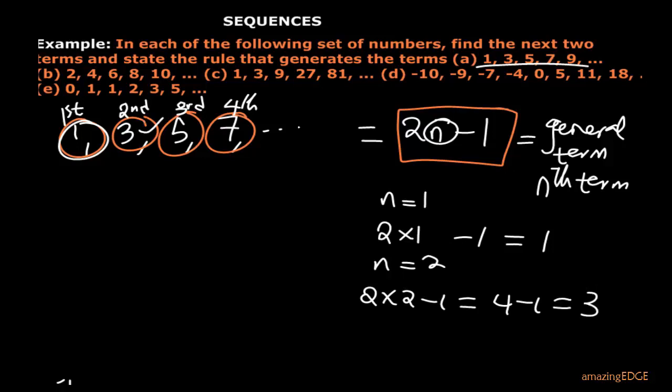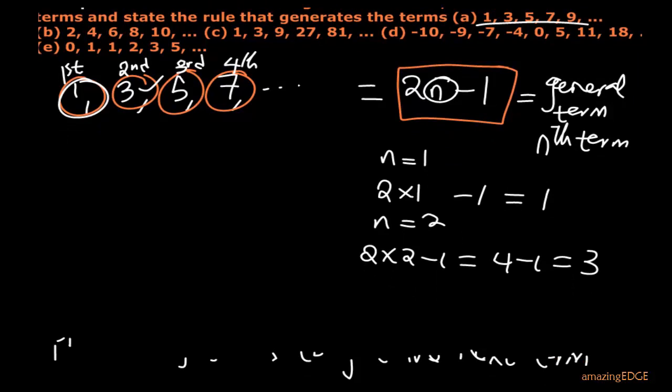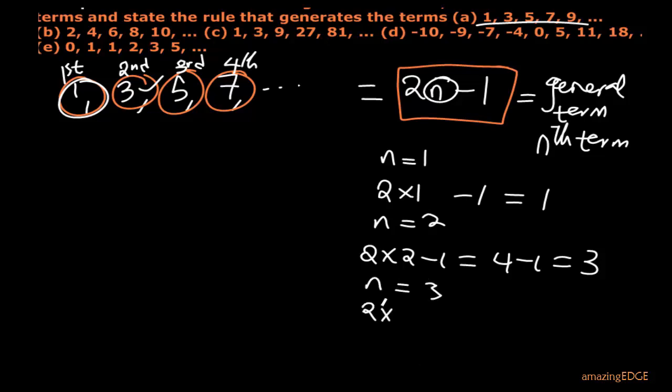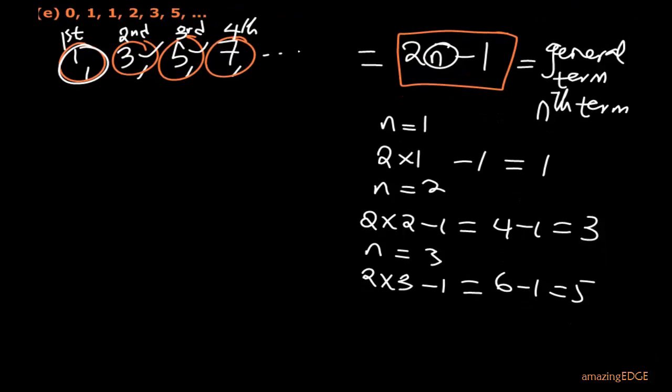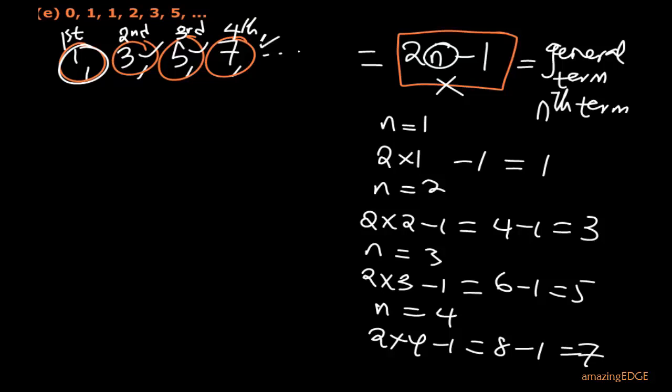For me to get the third term, it means that n is equal to 3. So when n is equal to 3, by the formula I have 2 times 3 minus 1. This will give me 6 minus 1, which is 5. You have your 5. The fourth term means when n is equal to 4. So if you put it in this formula, it becomes 2 times 4 minus 1, which is 8 minus 1, which is 7. It gives you this. So that's what it does.